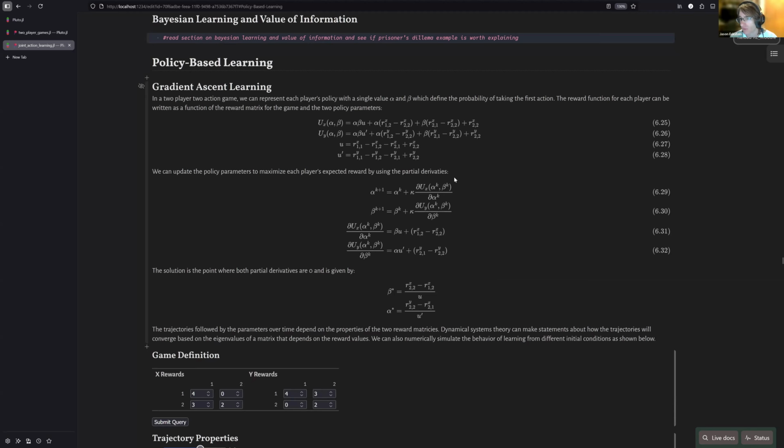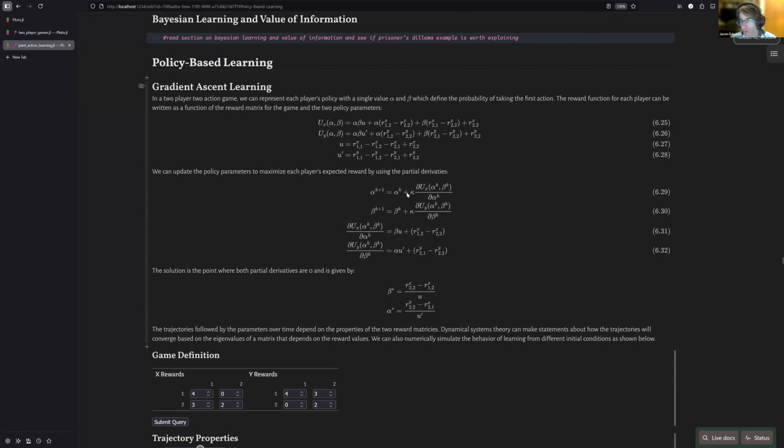looks like just a gradient descent or gradient ascent algorithm. But normally when we do stochastic gradient descent or ascent, we have a single gradient update. Here we have two gradient updates, and they're coupled together because this partial derivative has terms in it that depend on beta. So unfortunately, this is not just a simple matter of following the gradient and arriving at the optimum, even though there is a single optimum for this, a single mixed equilibrium.